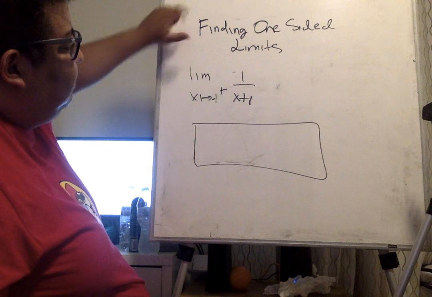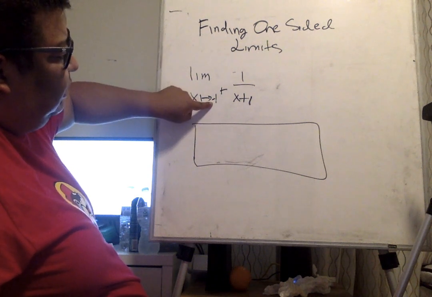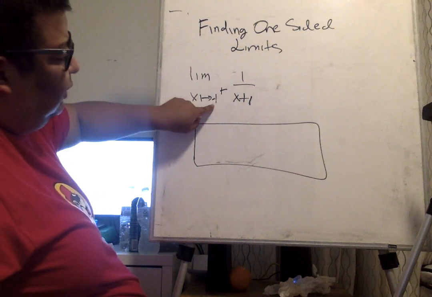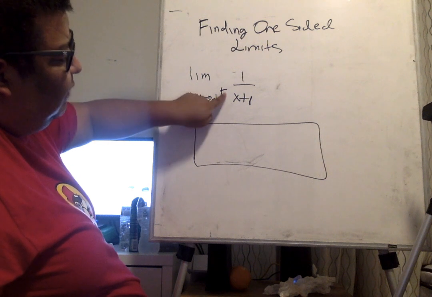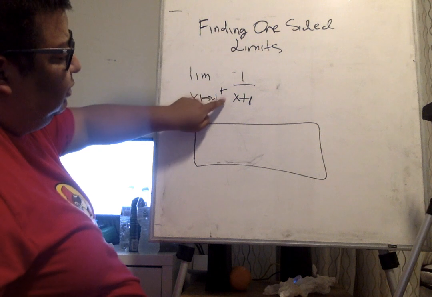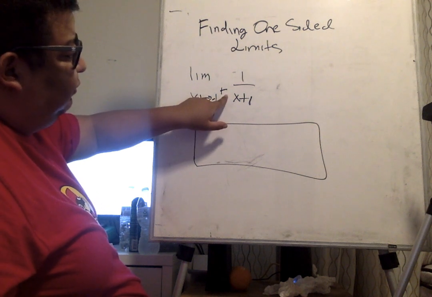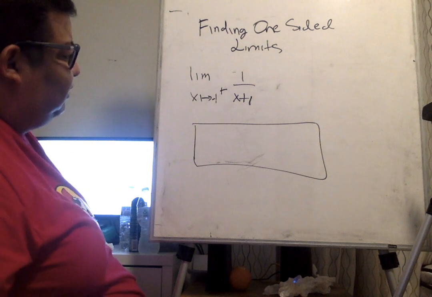So one-sided limits look something like this. Limit as x approaches -1 of a function. Whenever you're approaching an x and you have a plus or a minus, plus means you're approaching from the right side, and negative means you're approaching from the left side.